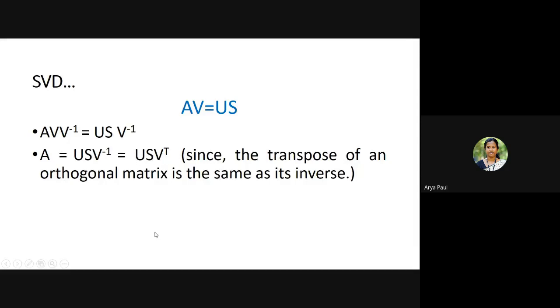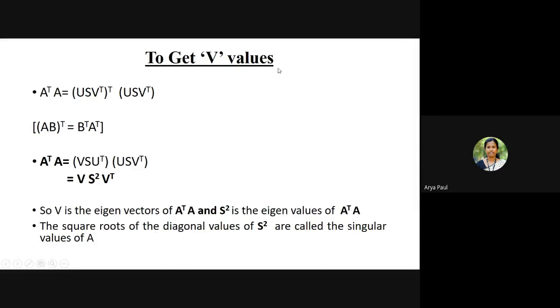That is very important. Now, how to find the V values? This is the overall calculation of the V values mathematically. How can we get the V values mathematically? What is V? It's an orthogonal matrix. How to find out the V values? Now you pre-multiply A with A transpose.